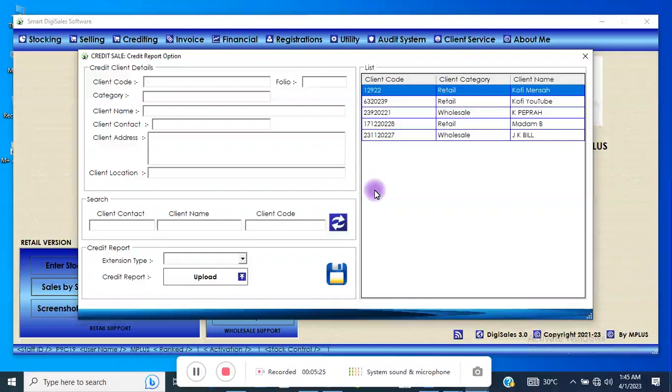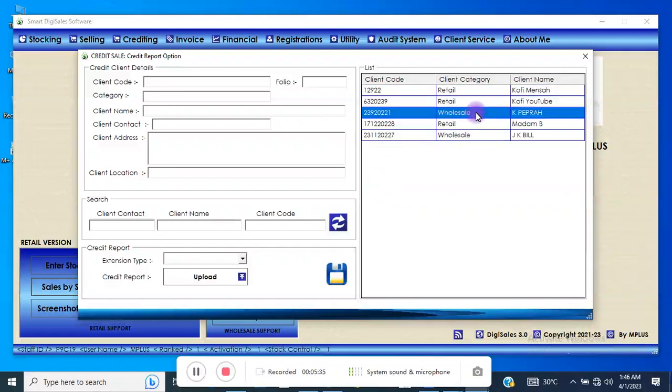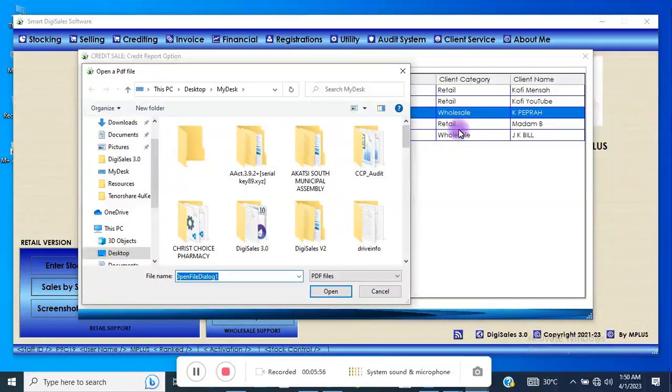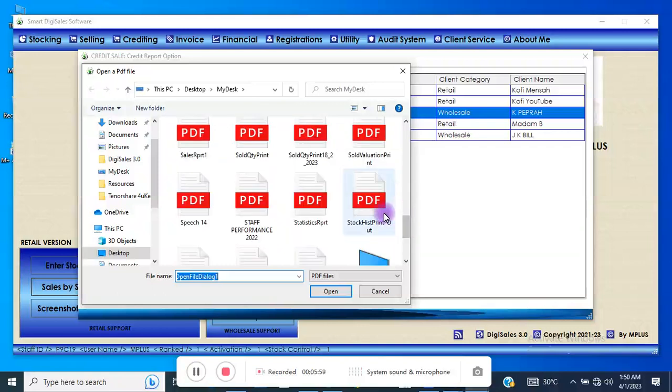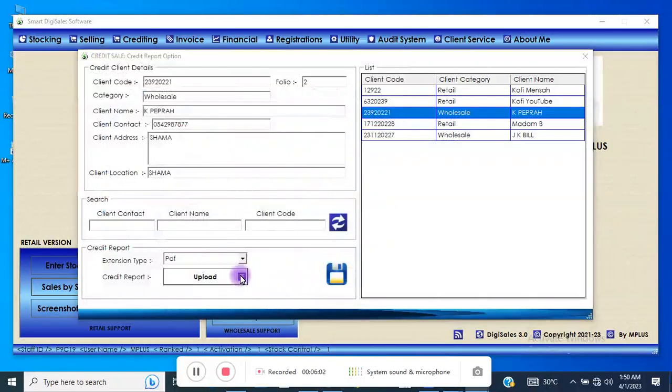He has to design that letter, or the company has to come up with a format. And then when that is done, you click on K Pipra. So I click on K Pipra, and the letter that was written by the administrator or the officer in charge of the credit, I upload it. I select the format of the letter, whether it's Word or PDF, and then I click load. So I click on it and I tell it upload.